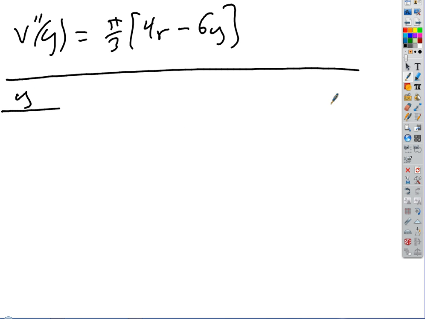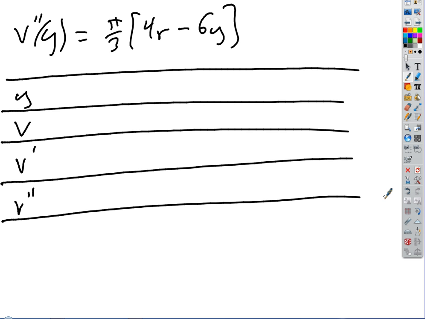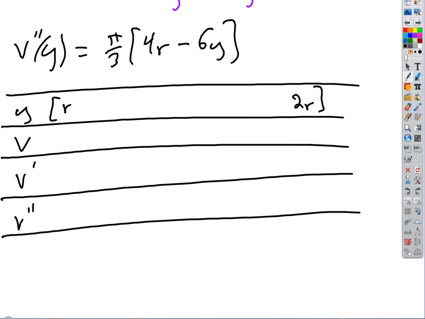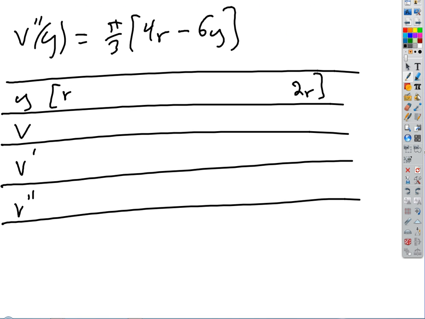Y is our variable. Didn't we say we were gonna go from R to 2R? And we got two critical numbers: 0 and 4/3 R. Well, 0's not even in our domain, is it? So 4/3 R was a 0 of the first derivative.